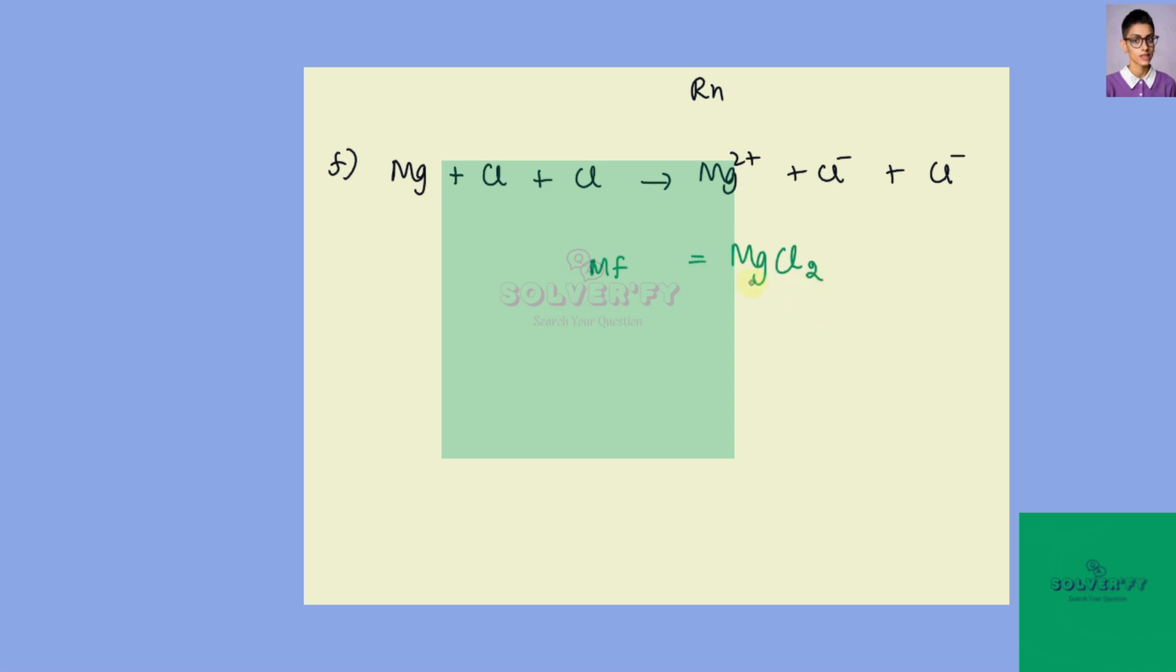Now the name of this compound will be simply magnesium chloride. This will be the last answer.